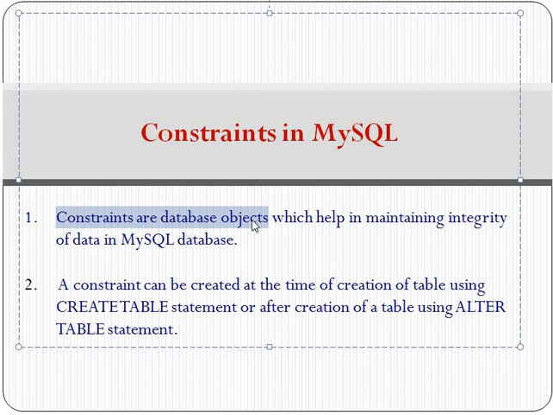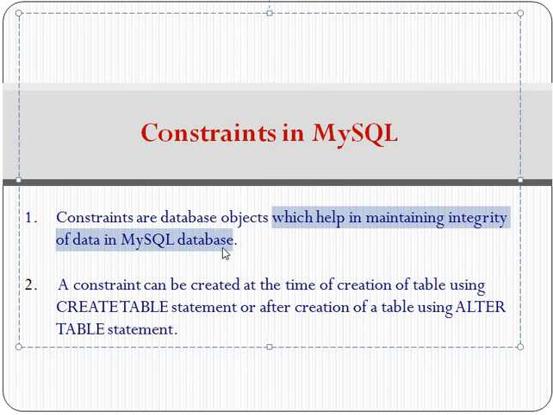Constraints are the database objects which help in maintaining the integrity of data in a MySQL database. That means constraints are those database objects which ensure that the data remains consistent inside a database. With the use of constraints, we restrict any sort of inconsistent data from being stored inside a database.